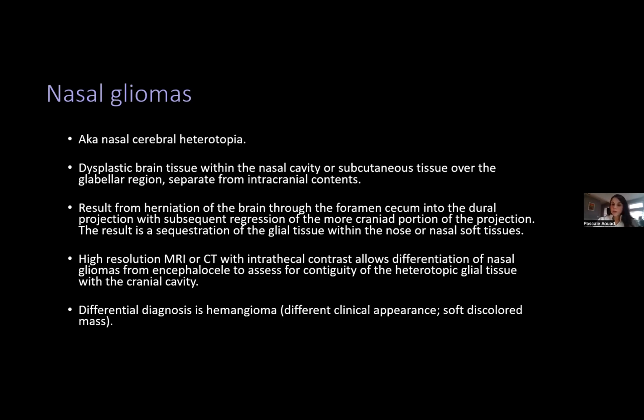It results from the herniation of the brain through the foramen cecum into the dura projection, but there is subsequent regression of the more crenate portion of the projection. Therefore, this will result in a sequestration of the glial tissue within the nose or nasal soft tissues.